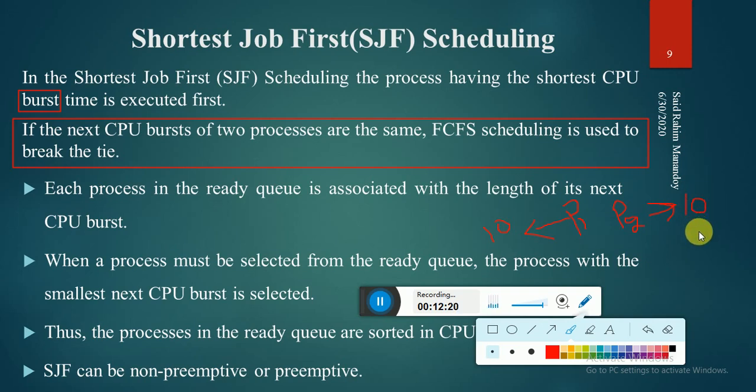Which process should be given the CPU, P2 or P1? Because both processes are actually requiring the same amount of time of a CPU. So in this case the first come first serve scheduling algorithm is used.